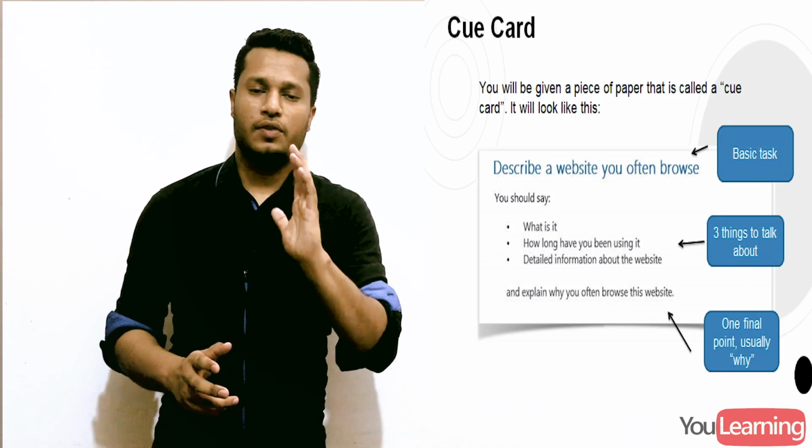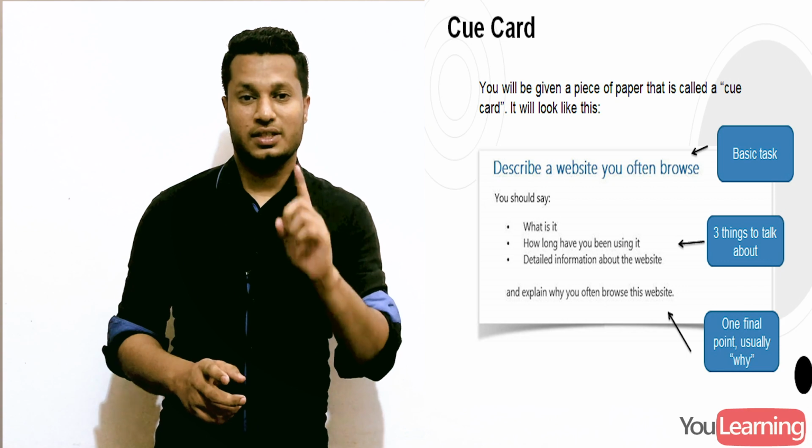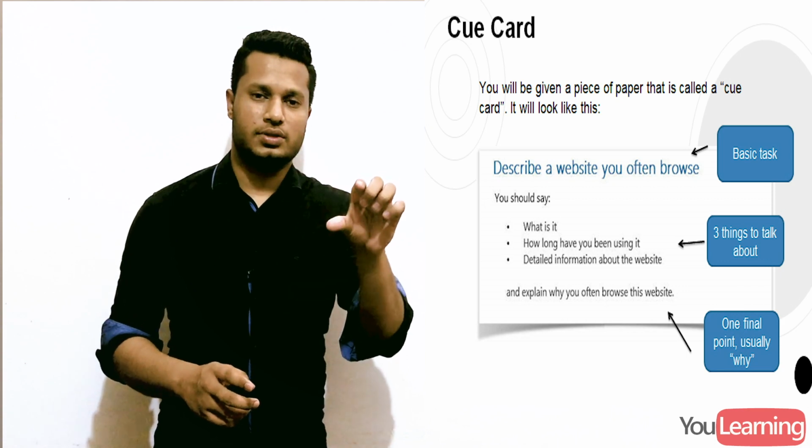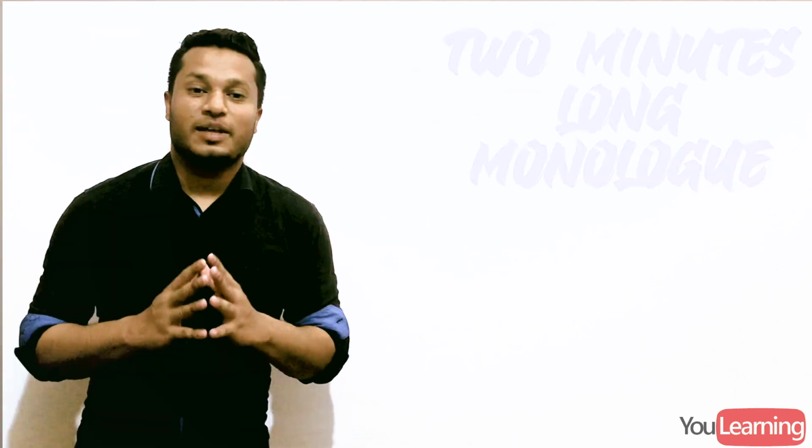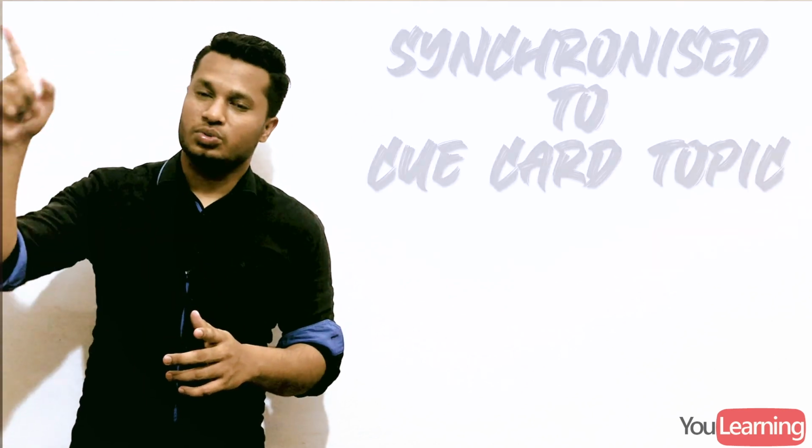Part 2 is going to be about a cue card. You'll be given a cue card. You'll have 60 seconds to prepare your answer, and then you'll have to give a monologue of 2 minutes. Part 3 of the speaking test is going to be a two-way communication where the examiner is going to ask you some questions related to the cue card topic.